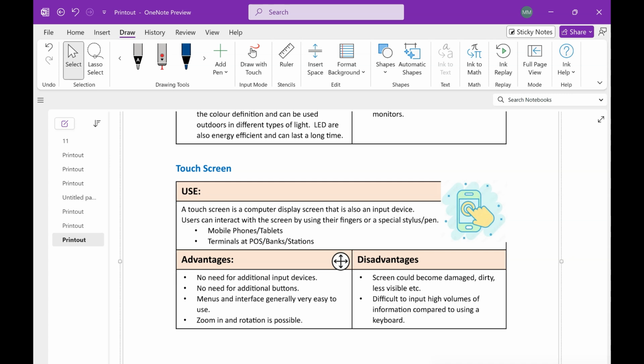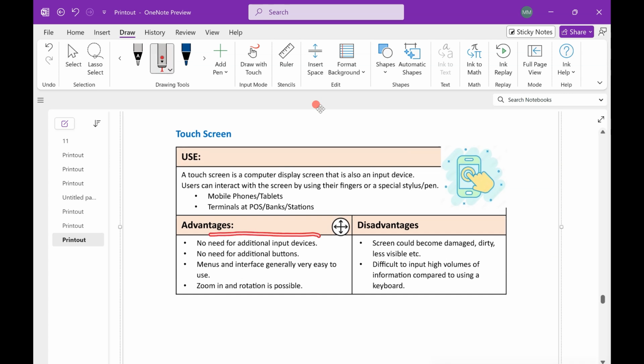Are we good? Advantages: no need for additional input devices. You get it? No need for additional buttons. Easy to use. You can actually do more than one gesture, such as zoom in and zoom out using a couple of fingers. However, the disadvantage is what? Sometimes it's easy to get damaged and dirty, so it will become less visible and less responsive. Are we good?